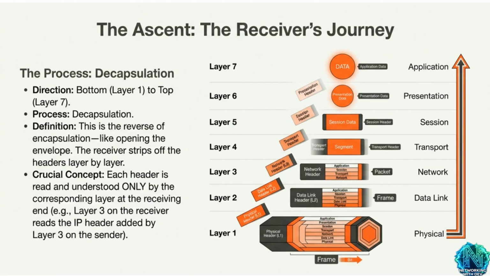The receiver receives the raw energy, converts it back into bits, and then begins stripping off the headers layer by layer. A crucial concept to remember for your CCNA is that each header is read and understood only by its corresponding layer at the receiving end. For example, the receiver's network layer reads and strips the IP header added by the sender's network layer, then passes the remaining data up to the transport layer.